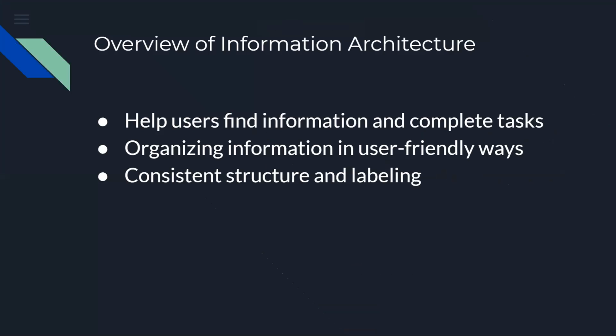At its core, information architecture is a practice to ensure that users can find information and complete tasks in an efficient and predictable way. Information is organized in a way that's designed so that the user can use it the most effectively, and there is usually a consistent structure and labeling, particularly to websites.